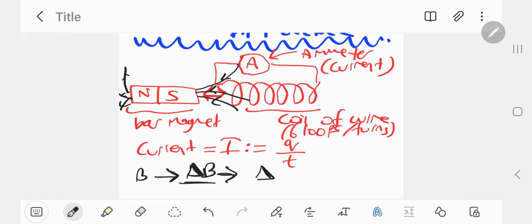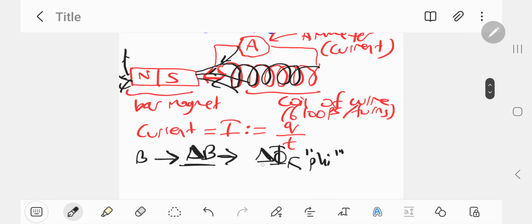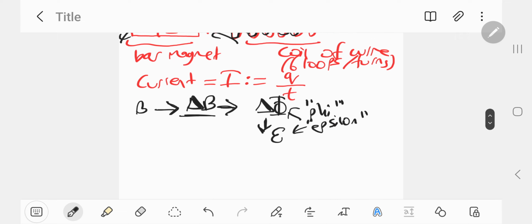This translates to a change in magnetic flux, because when you have a changing magnetic field through a certain area, through the coil, you've got, by definition, a magnetic flux. And that's a Greek symbol, phi. The delta is changing. So a change in magnetic flux is experienced by the coil. And according to Faraday's law, this induces an EMF, an electromotive force, given by a curly E. This is called epsilon, the Greek letter epsilon.